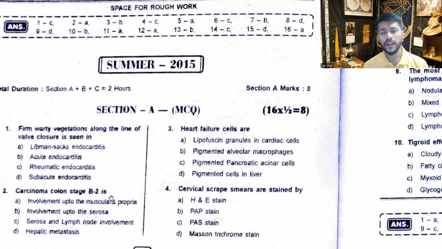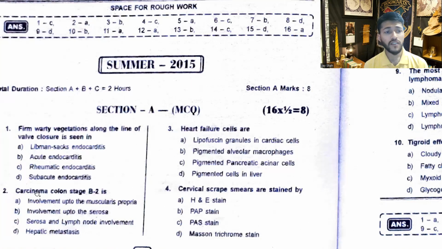Carcinoma colon stage 2B. Now, again, this is not expected of you all. Stage 1 is mucosa limited. Stage 2 is muscularis propria limited. Stage 3 is serosal. Stage 4 is metastasis. So B2 is basically your muscularis propria. Remember that if you can. Even if you remember that, it's fine.